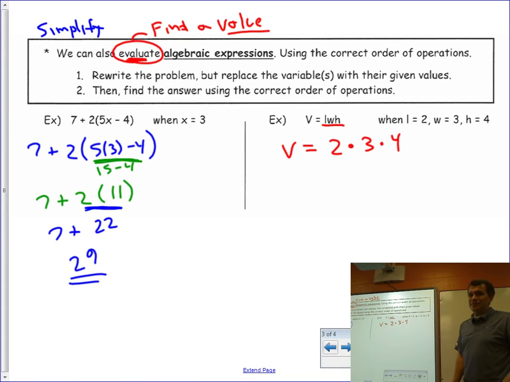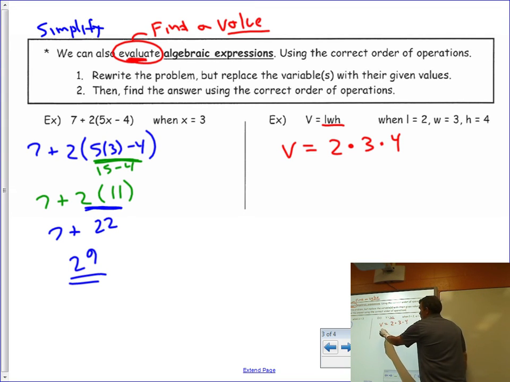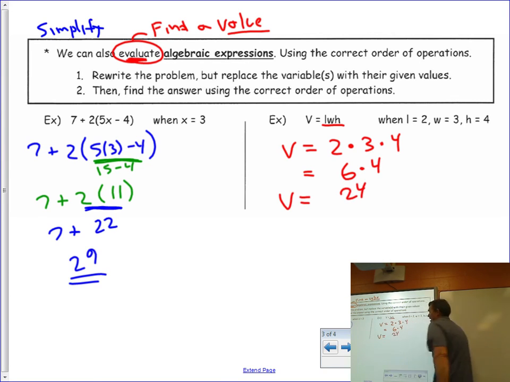And this one's a very easy one to evaluate. There's really no way to get it wrong as far as the order of operations. You just need to multiply 2 times 3, and then 6 times 4. And you have evaluated that expression. It equals 24.